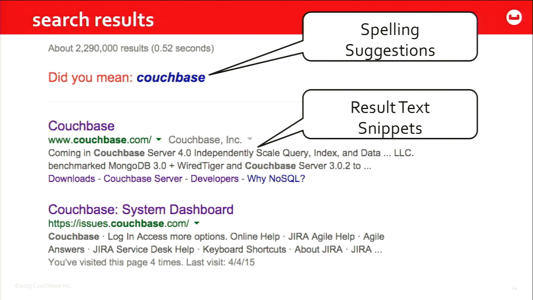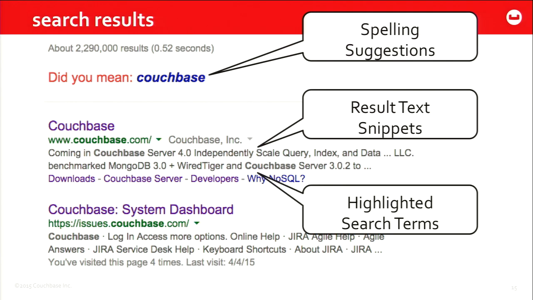Looking at the results themselves, you have these result text snippets. That's a little bit of text from the original document that you're presenting to the user along with the results. That helps give them context as to why this particular result is in the result set in the first place. And then you really want to take it a step further. Here we see the term Couchbase has actually been made bold. And that shows the user, again, that's the term they searched for. That calls it out to them even more clearly. That's why that particular result is in the result set.